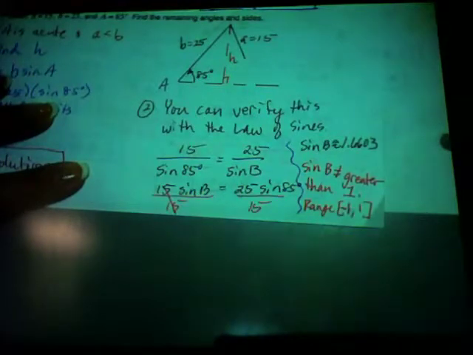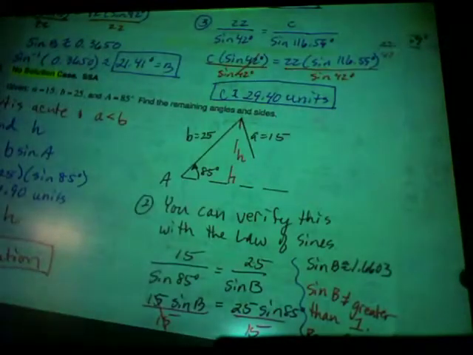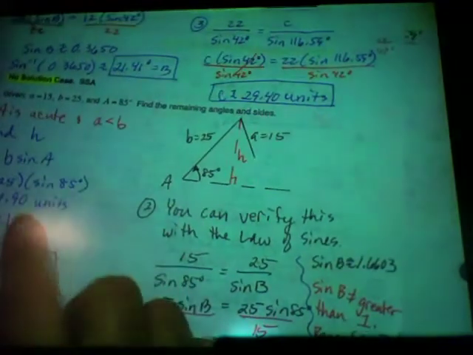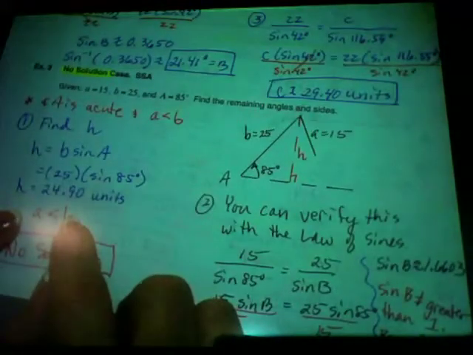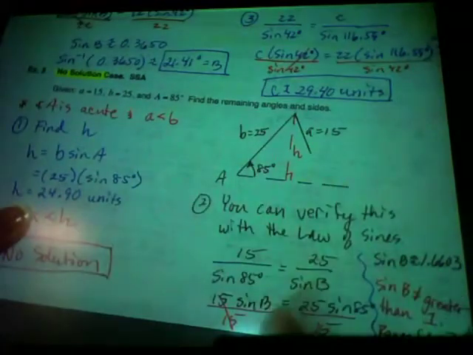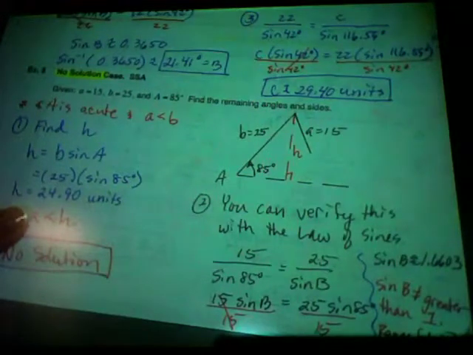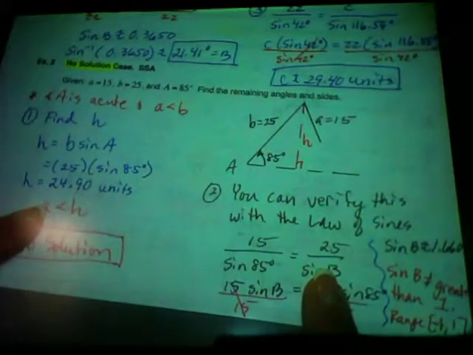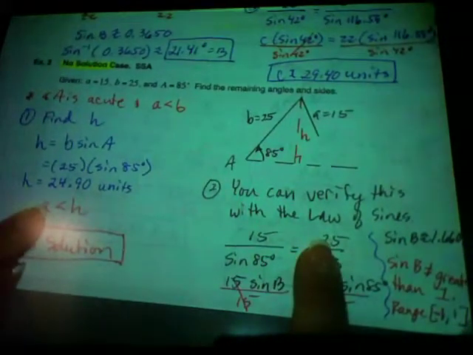So that should be a clue that, oh, I forgot, that's right. If I found h, a is less than h, that would have told me for sure. You could even go through this and tell me no solution because of this. I don't care which way you do it. This just takes you longer, that's all.